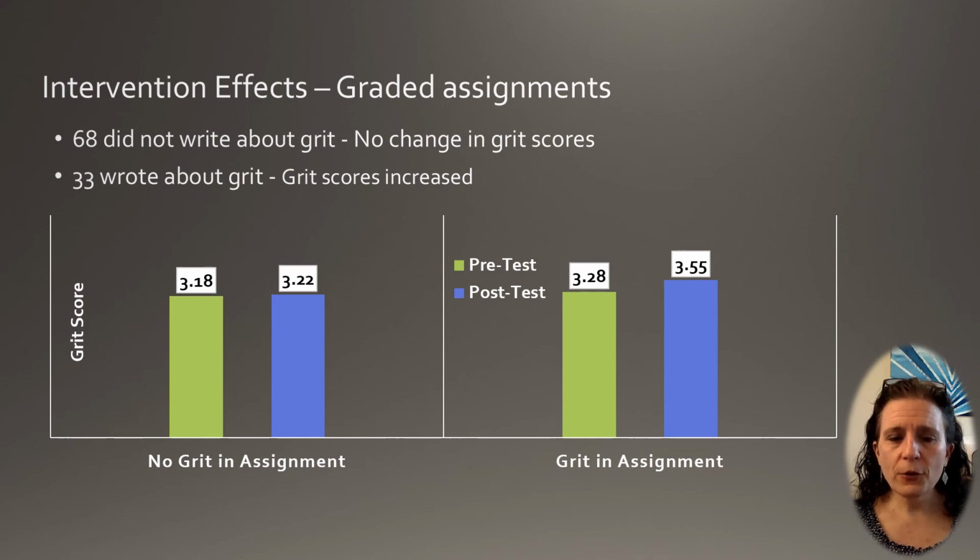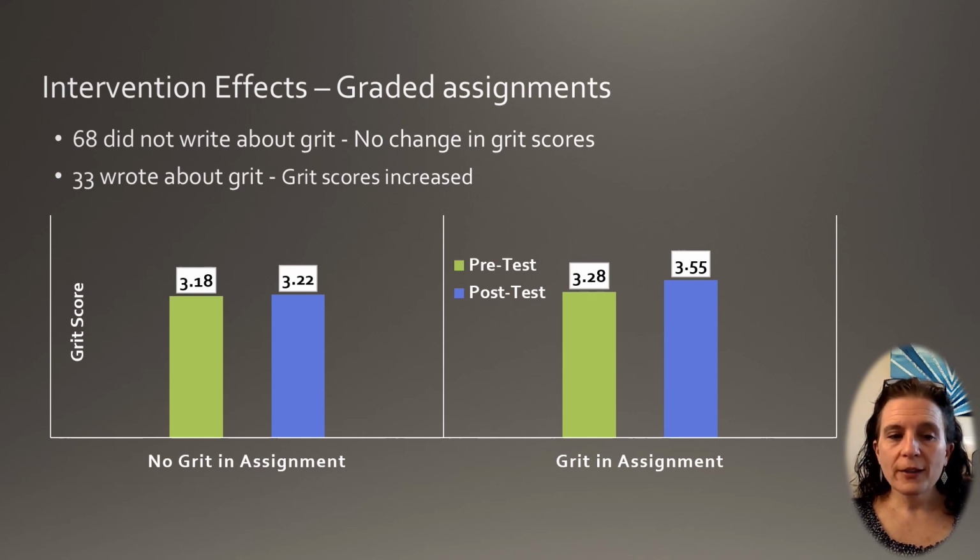And this is some further evidence of how engaging in self-reflective writing can actually encourage students to engage in personal change. So 68 students didn't write about grit, and 33 students did write about grit. And now this is only in the classroom, in those graded assignments. And we had students complete Duckworth's grit measure at the beginning of class and the end of class.